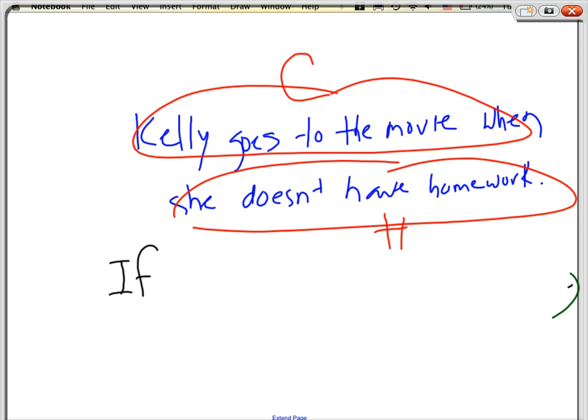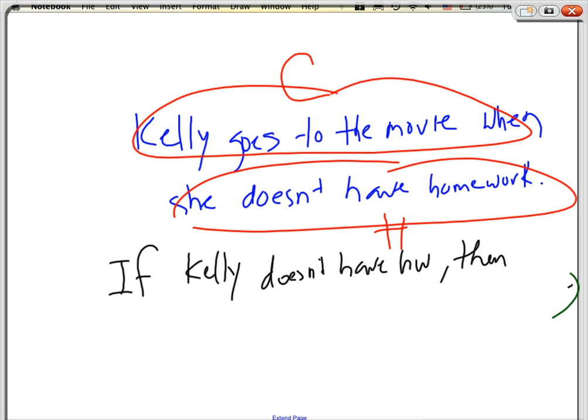Remember, if follows by what? Hypothesis. And where's your hypothesis here? Hypothesis here. Okay, so if she doesn't have homework, or if Kelly doesn't have homework, I'm just going to shorten that for a minute. Then what? Then she goes to the movie. Right.